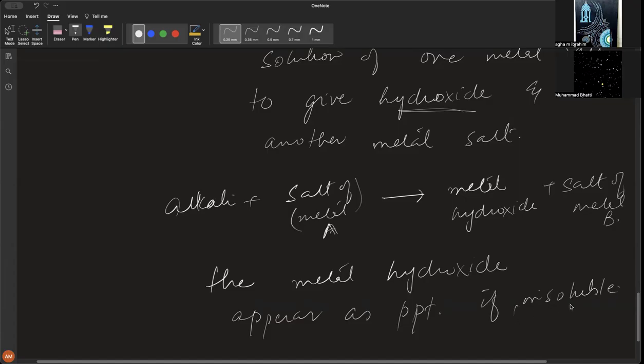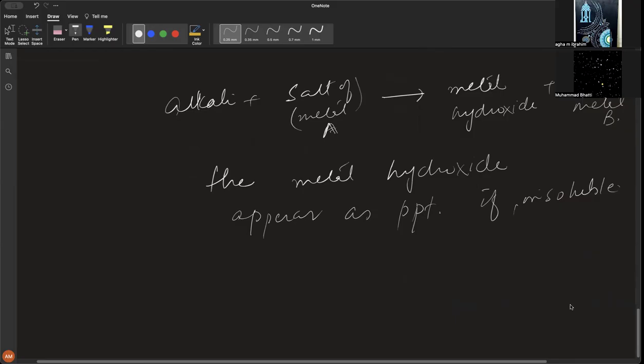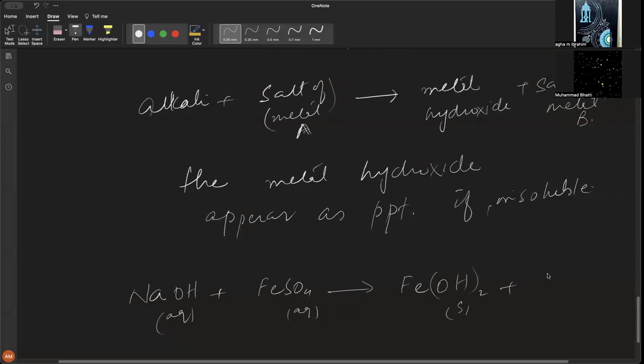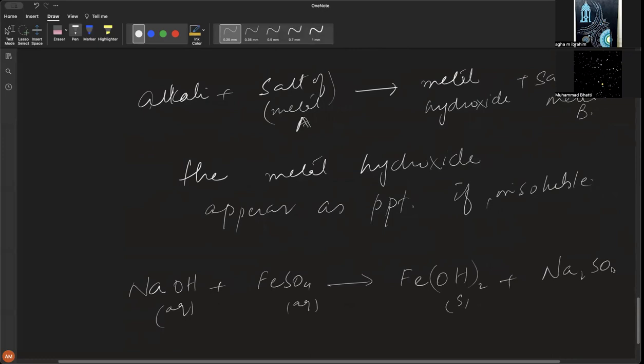If insoluble, all right. Let's take an example. We have NaOH, sodium hydroxide, one of the strongest of alkalis, plus iron sulfate, FeSO4, aqueous, which is going to give us Fe(OH), solid, plus Na2SO4, aqueous. Do you understand?